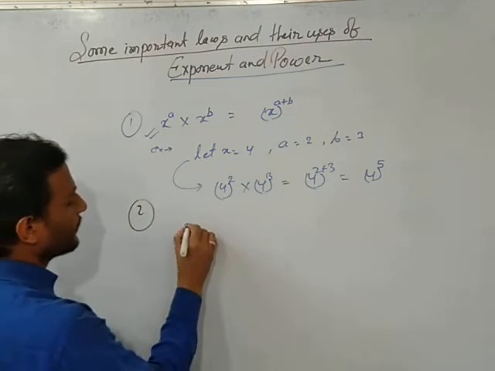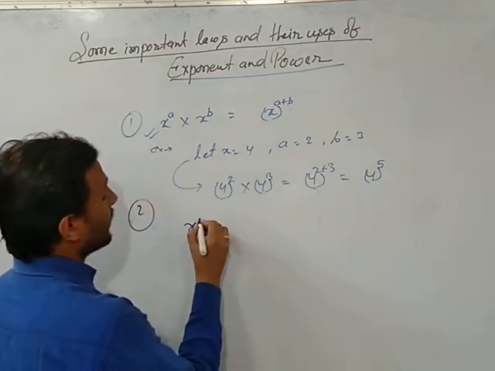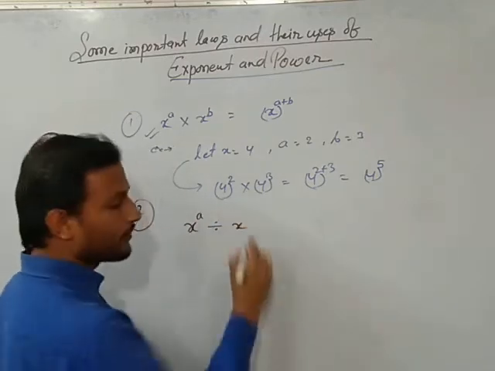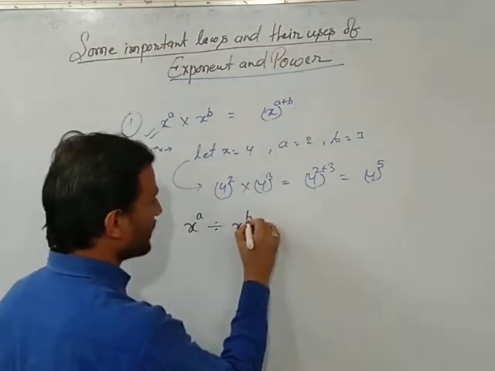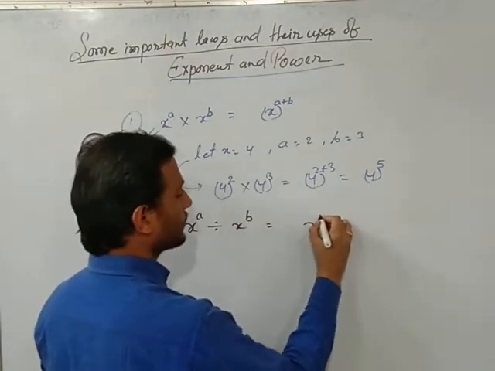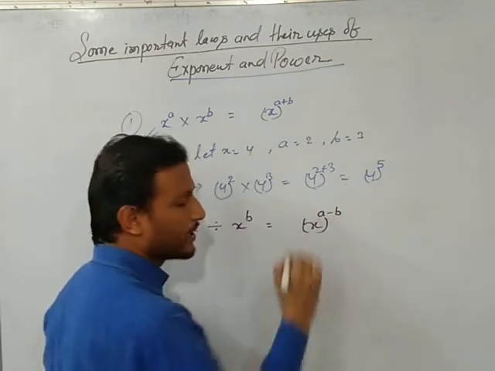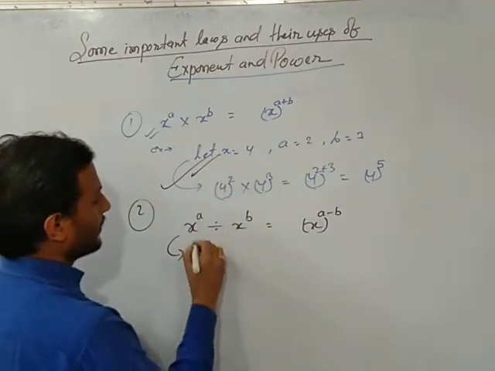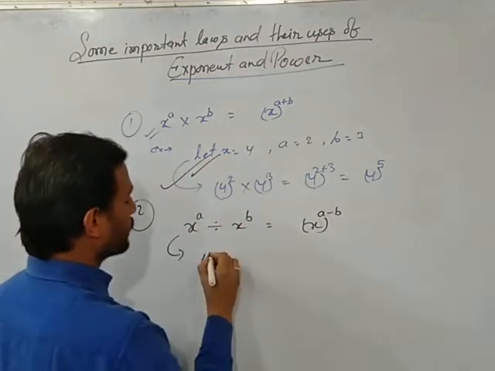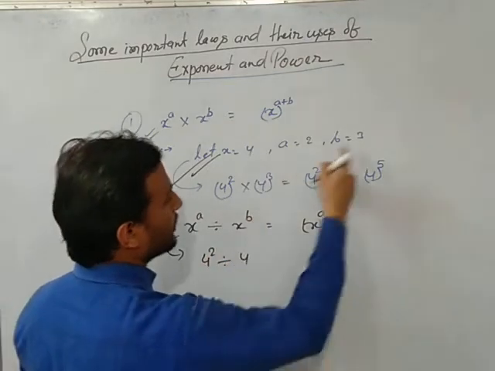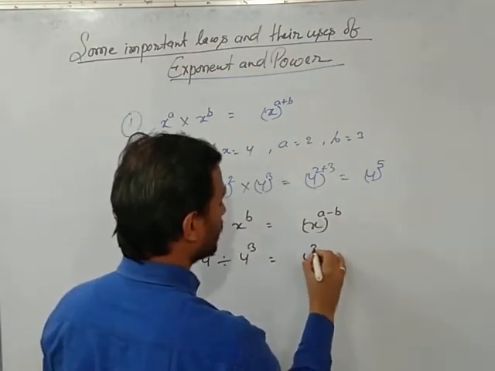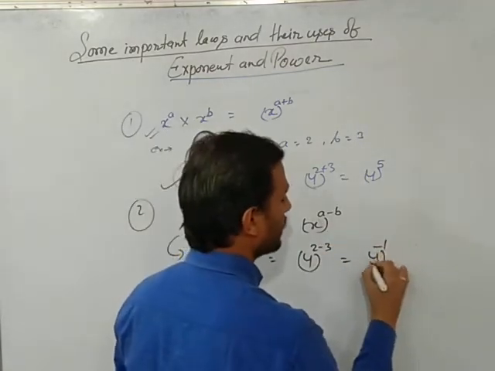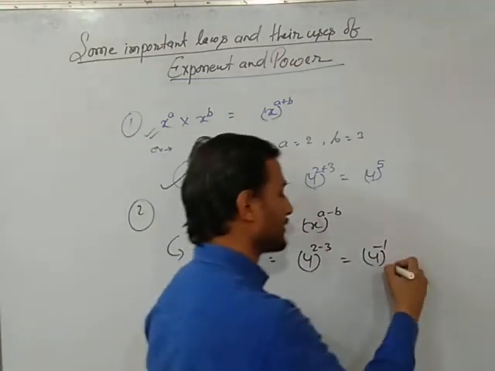Rule number 2 is, if x is an integer which has an exponent like a, and it is divided by the same integer x which has a different exponent like b, then the answer is x to the power a minus b. Let's see an example. If x is equal to 4, a will be 2 and b will be 3, then 4 to the power 2 minus 3. It is 4 to the power minus 1. And this is the answer.